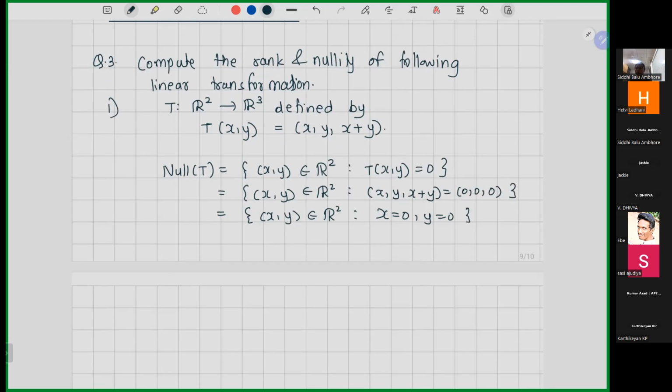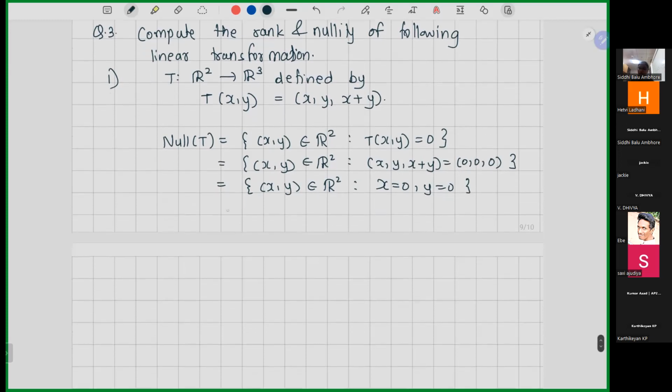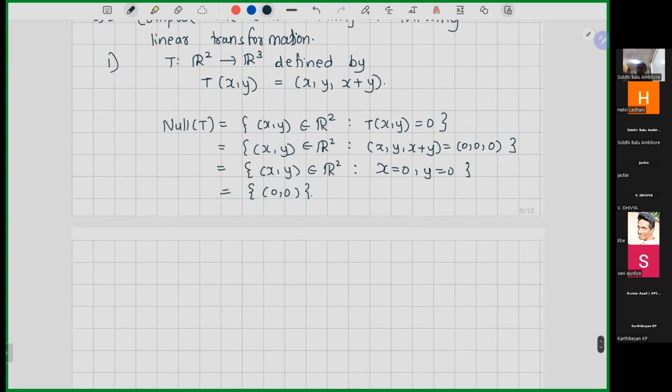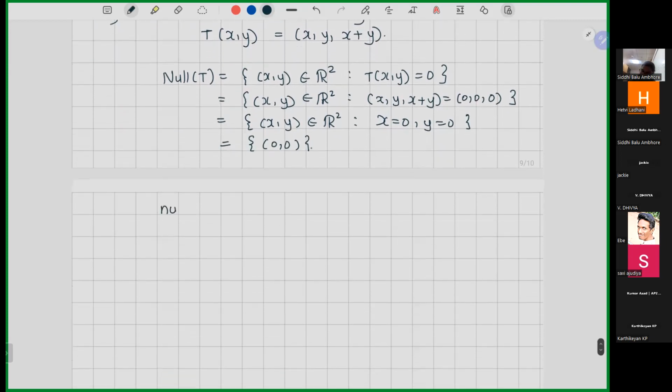We get this from the first two coordinates itself, and x + y is 0, so the third condition is also satisfied here. So the null space is just (0, 0). So the nullity of T is the dimension of the null space, which is just (0, 0), so it will be 0. Any doubts?